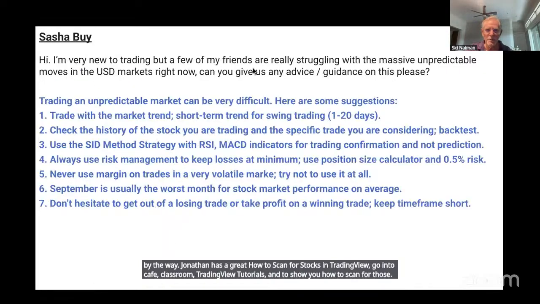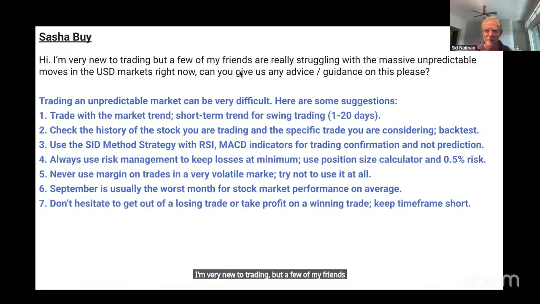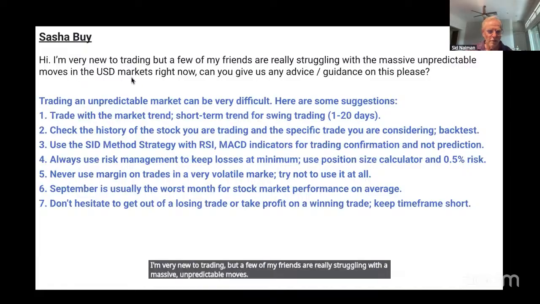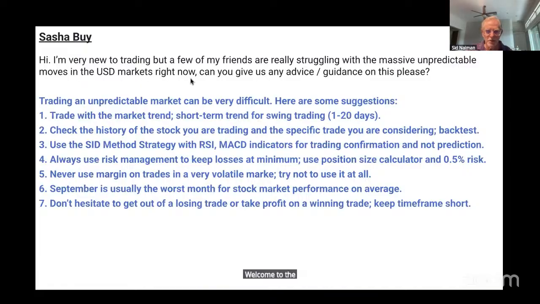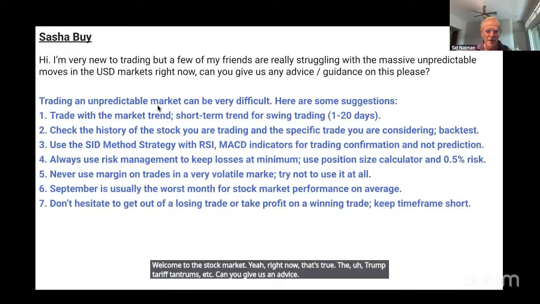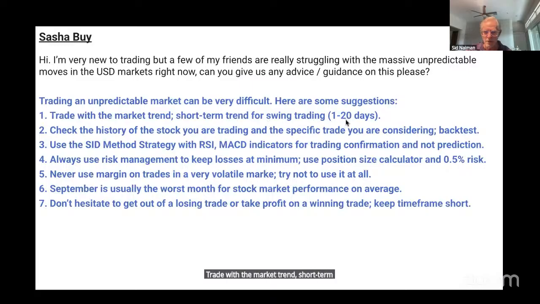Very new to trading, but a few of my friends are really struggling with the massive, unpredictable moves. Welcome to the stock market. Yeah, right now, that's true with the Trump tariff tantrums, et cetera. Can you give us some advice, guidance, please? So, trading an unpredictable market can be difficult. Here's some suggestions. Trade with the market trend, short-term trend for swing trading, 1 to 20 days.